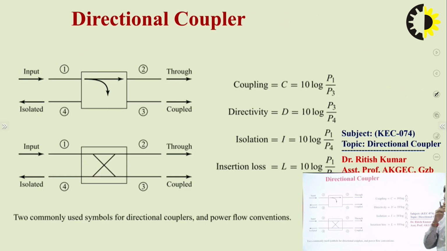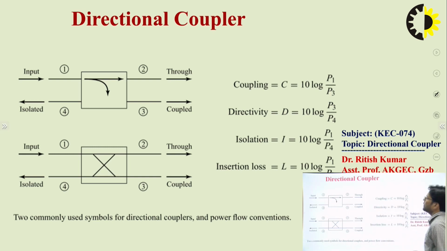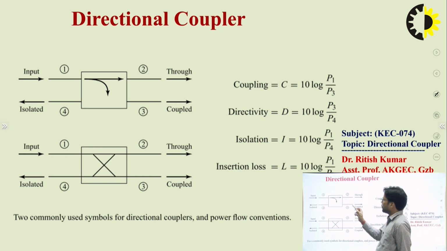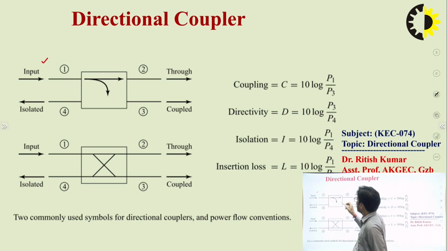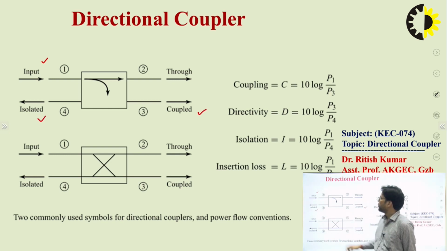Now the second topic is the directional coupler. What is a directional coupler? This is a 4-port device. You can observe here ports 1, 2, 3, 4. Port 1 is acting as an input port, port 2 as the through port, port 3 as the coupled port, and the fourth port is an isolated port.